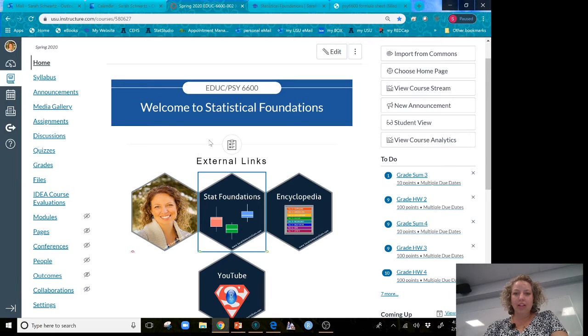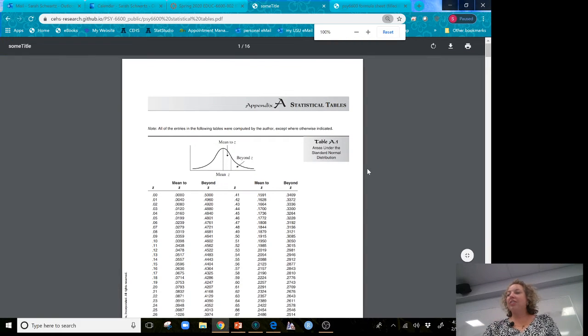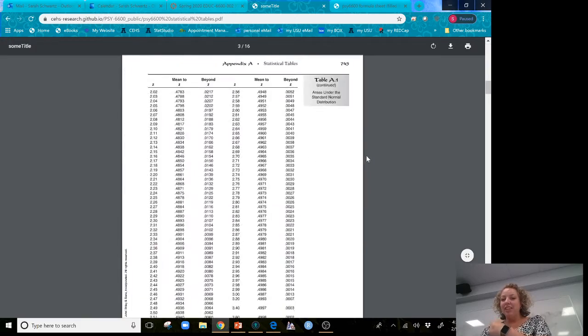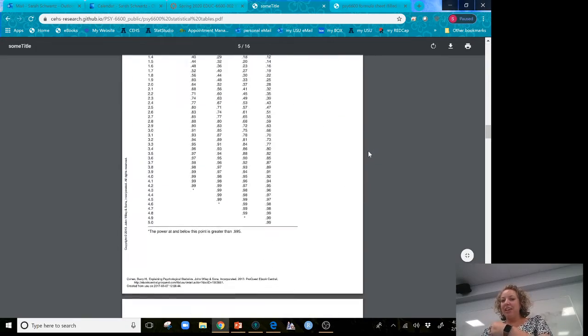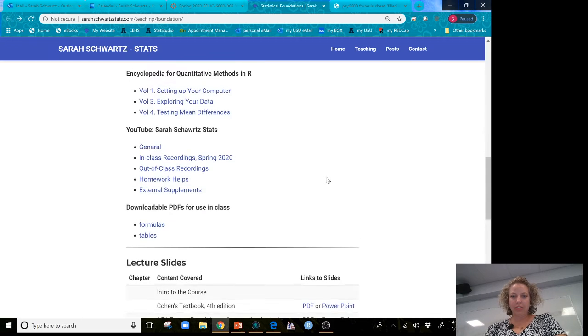Okay, so then the other one is the tables. It just has the Z table, the T table, and on and on. So that's where you can find them if you just want to print those pages.